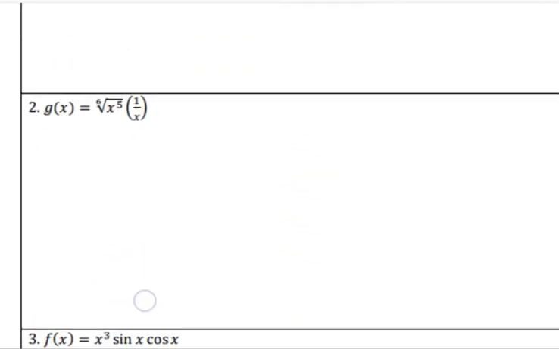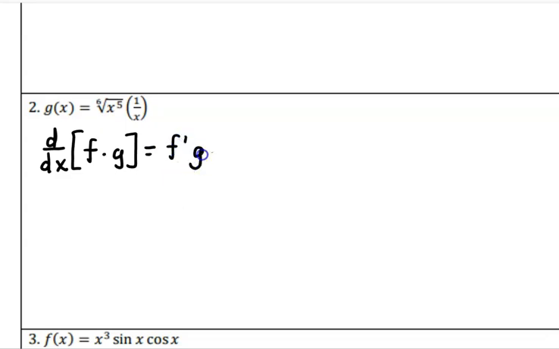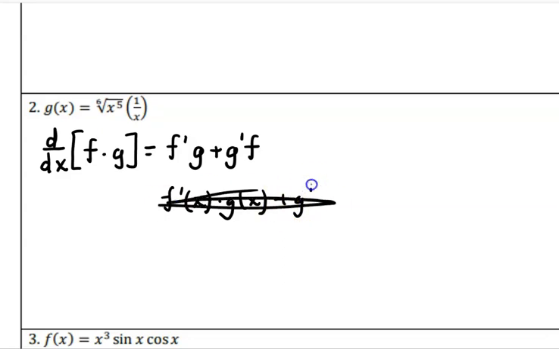I'm going to jot down here what the product rule states. The product rule states that d dx, the derivative of the product of two functions, f times g, is f prime g plus g prime f. I'm not writing all those parentheses with the x's, like f prime of x times g of x plus g prime of x. That's just not really necessary for what we're doing right now.